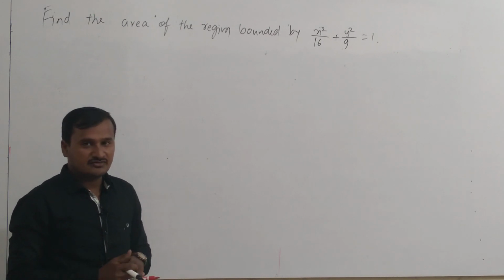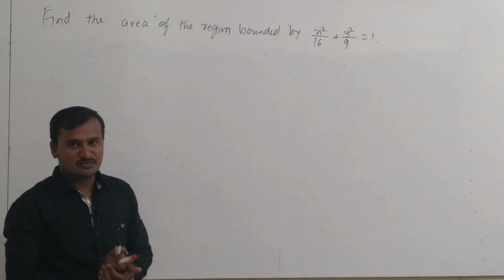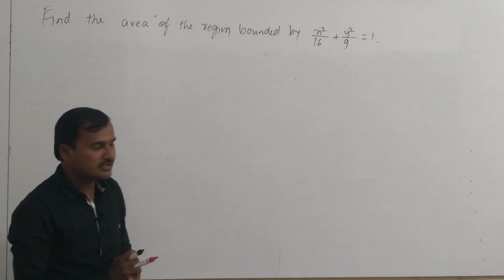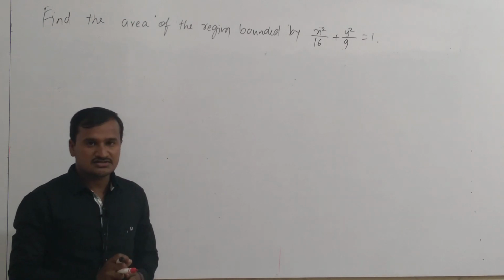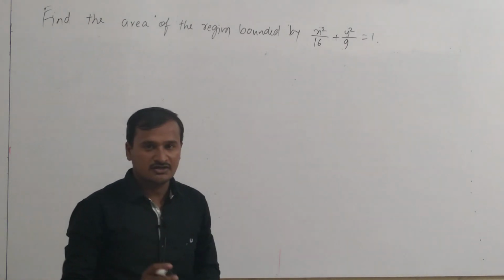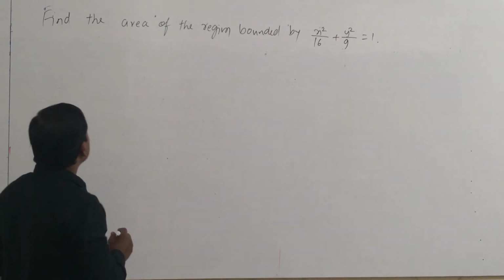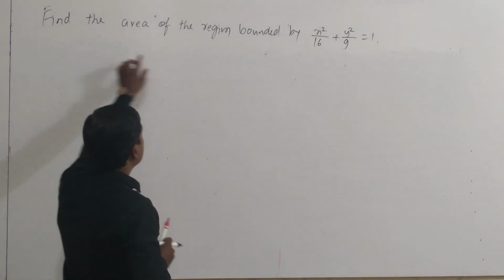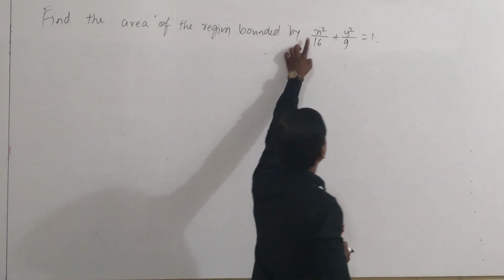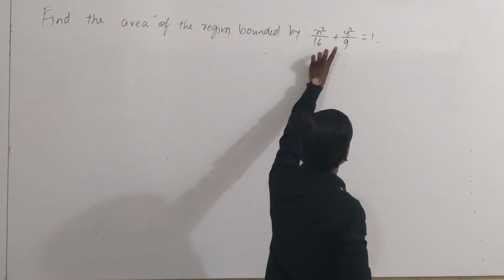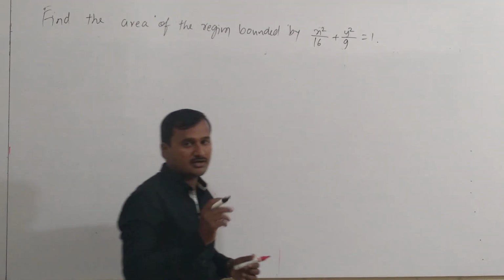In a previous class, we solved the exercise problems on applications of integration. In this class also, we will solve some of the problems. The first one: find the area of the region bounded by x square by 16 plus y square by 9 is equal to 1.